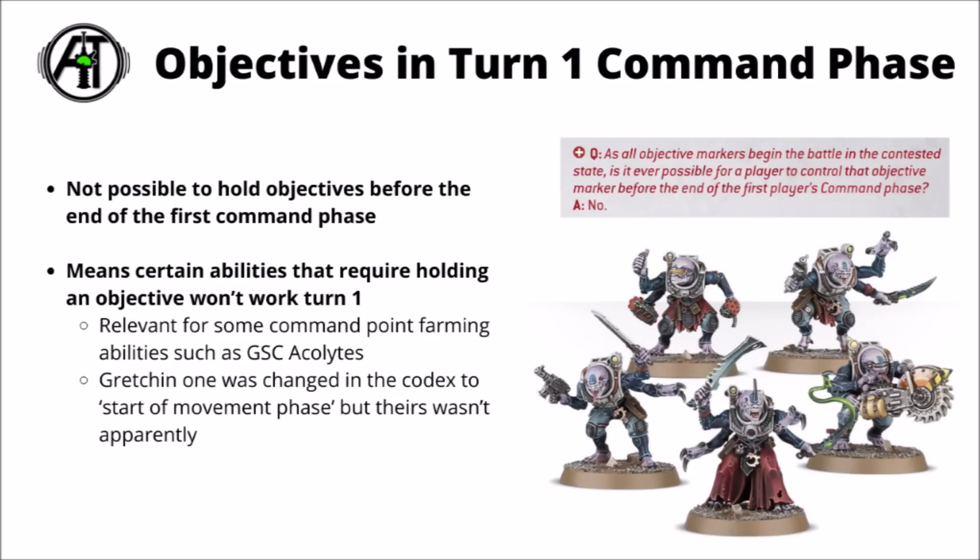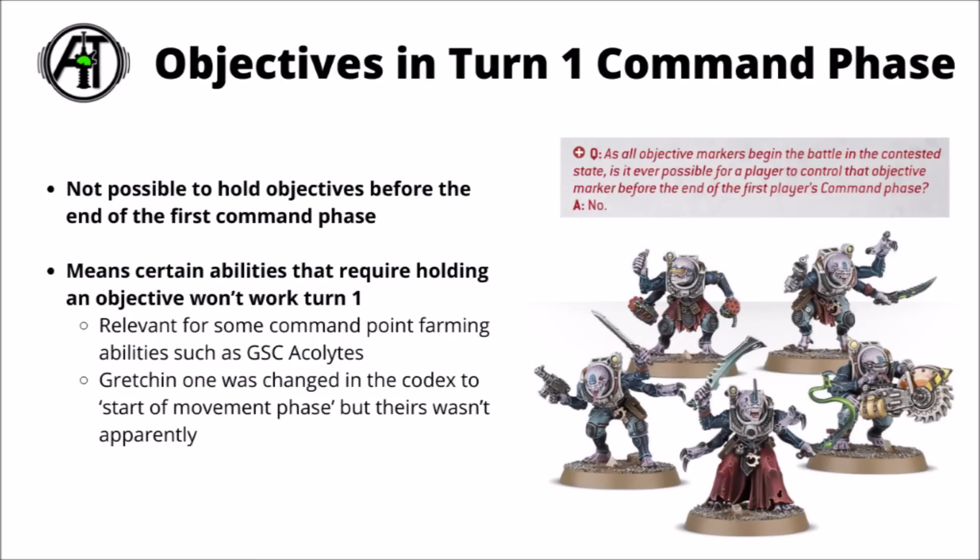So say for example the Genestealer Cults Acolyte Hybrids with their new datasheet in the Codex. They get to farm a command point in the command phase on a 4+ if they're holding the objective. That's done at the start of the command phase, so it means that you wouldn't be able to activate this turn 1, which is kind of a bit rubbish.